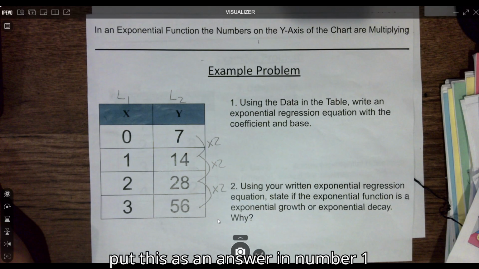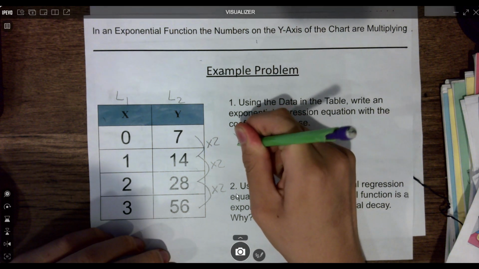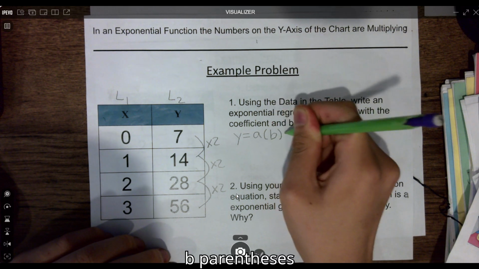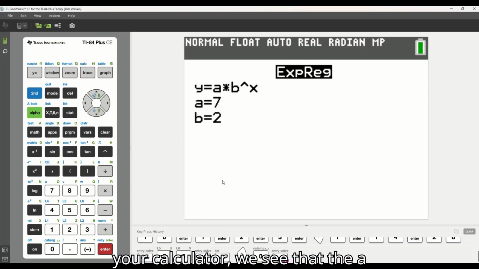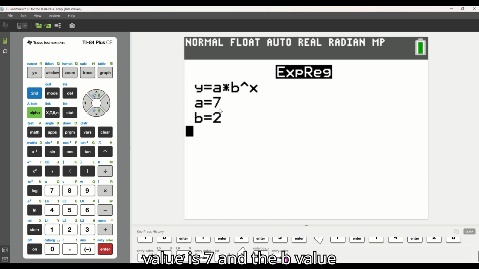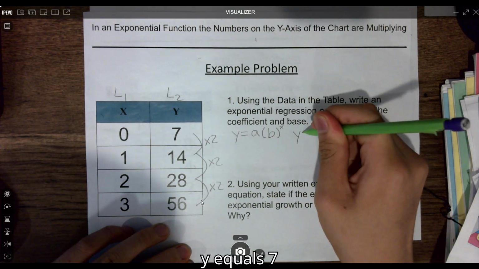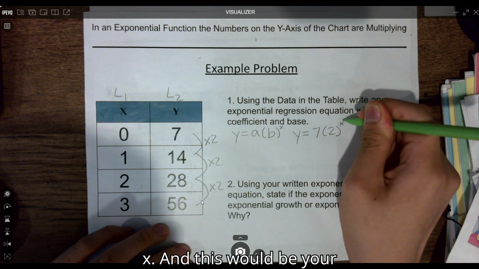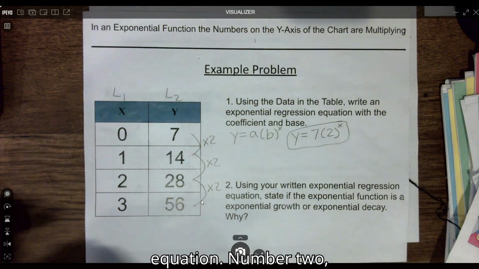Now how you put this as an answer in number 1 is you gotta put it in this format. Y equals a(b)^x. And so in your calculator, you see that the a value is 7 and the b value is 2. So how you write that as an answer is y equals 7(2)^x. And this would be your answer for your exponential regression equation.